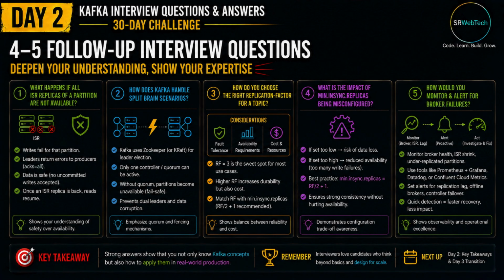Now test yourself with 5 follow-up questions. What is ISR? Why is leader election important? What happens if all ISR replicas are unavailable? How do acks and minimum in-sync replicas affect durability? And what happens to producers and consumers after a leader changes? These questions take the discussion deeper.